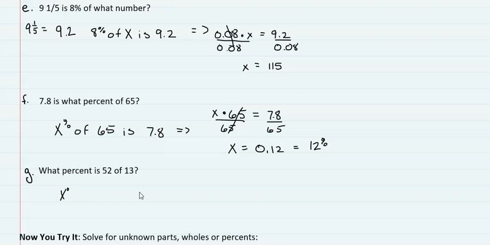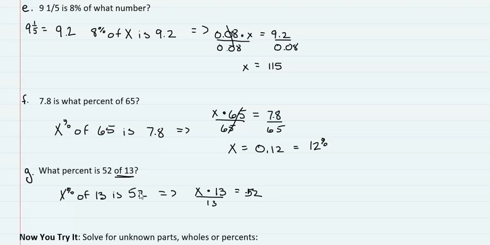So X percent of 13 is 52. So I just want to point out that this one is tricky. Everybody always thinks that the bigger number goes here, but remember you can have percents greater than 100. So what percent is 52 of 13? So the of 13 means that the 13 goes here. Okay, so be careful. All right, X times 13 equals 52.